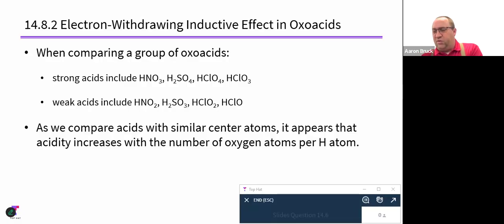But here we're going to use it to describe what happens in oxoacids. So oxoacids, again, those are the ones where we've got hydrogen and a polyatomic ion. And that polyatomic ion usually has one or multiple oxygens on it.